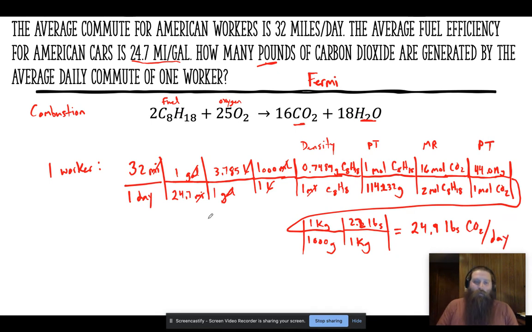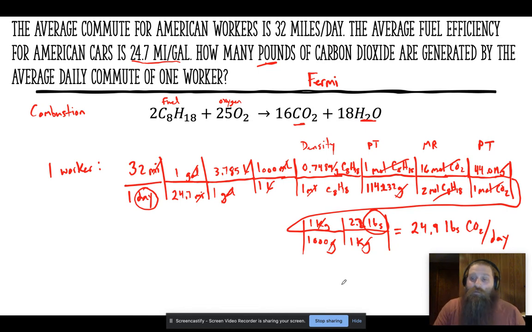All right, let's make sure that worked out. So miles cancels, gallons cancels, liters cancels, milliliters cancels, grams of our gas cancels, moles of our gas, moles of our CO2, grams cancels, kilograms cancels, and I'm left with pounds on top and days on bottom. There we go. So the average American worker produces 24.9 pounds of CO2 per day.